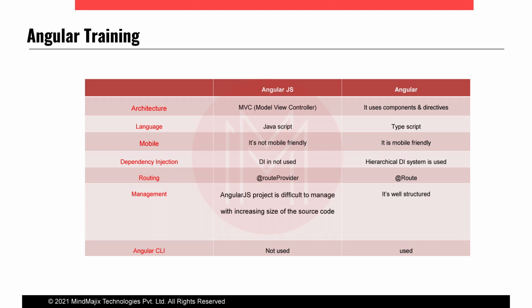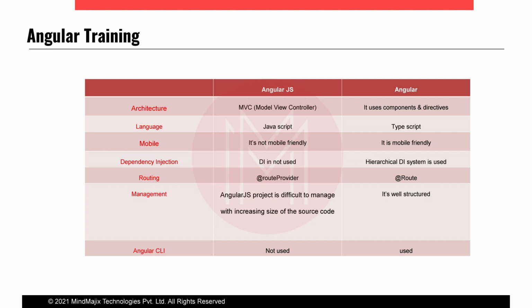Dependency injection: so what is dependency injection? It's like tight coupling or loose coupling. If dependency injection has been implemented, it means it's loosely coupled. If there is no dependency injection, it means tightly coupled. If there is a tight dependency, without one, the other one cannot be executed. But with dependency injection, it's not like that.